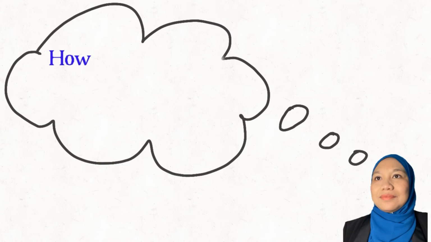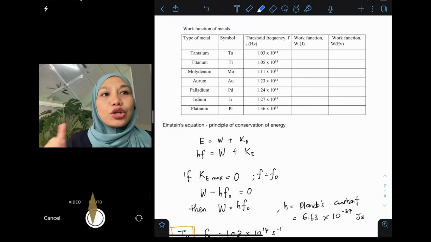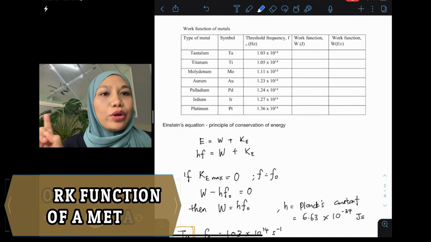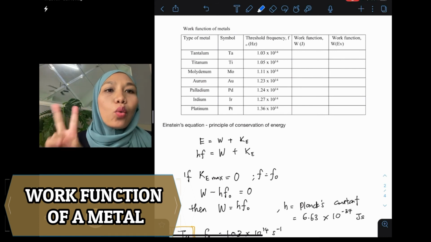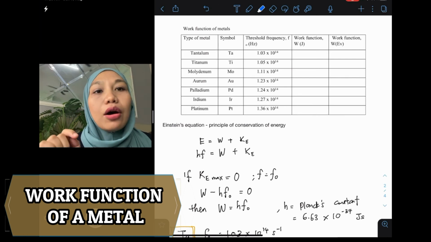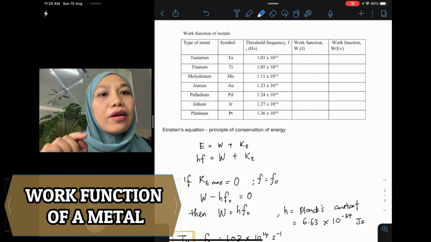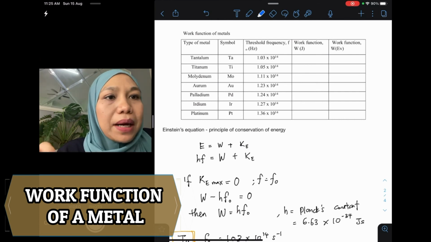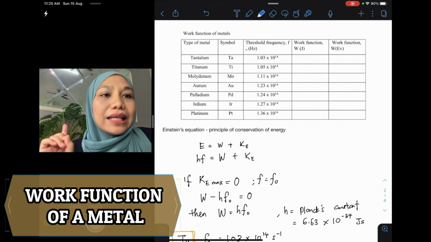Now, I wonder how to determine the work function of a metal. So I have a few types of light-sensitive metals here, and we need to determine their work function. So what is work function? Work function is the minimum energy required to emit, eject or expel an electron from the metal's surface. So work function is part of Einstein's equation in Einstein's photoelectric theory.